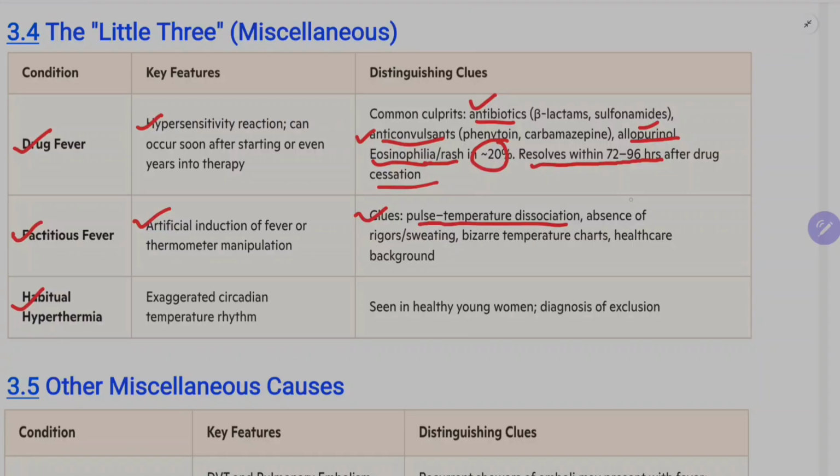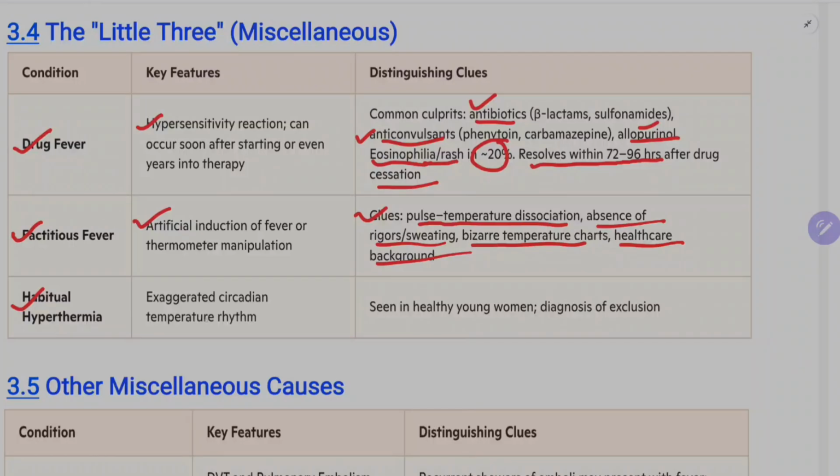So pulse temperature dissociation. Then absence of rigors and sweating. There will be no sweating, and no rigors which are associated with fever. And bizarre temperature charts, and it is mainly seen in patients with a healthcare background. That's the second thing.